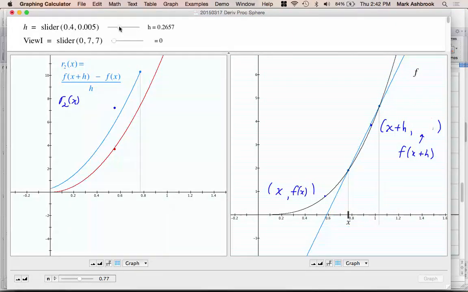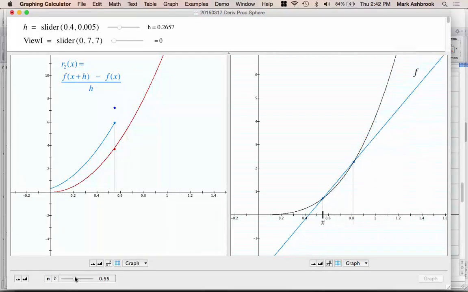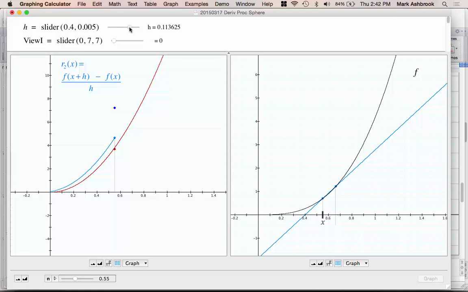I'm going to make h smaller. So now that the h is smaller, we've got a smaller roving interval. And notice the secant line is hugging the curve more because it's a smaller interval. I'll make h even smaller. Watch, ready? So here's h of 0.11.